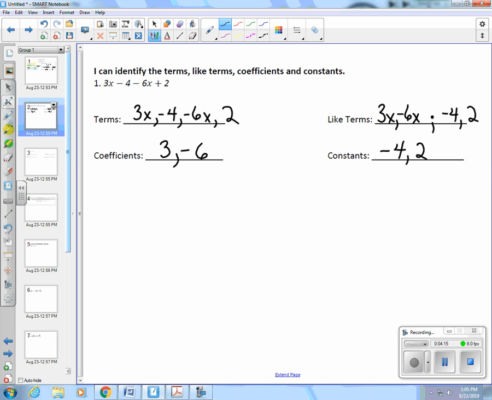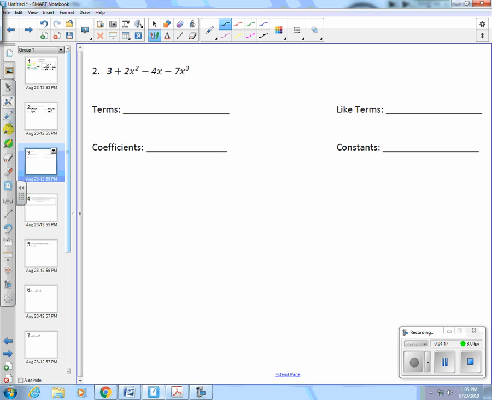We're going to go on to another example. And I want you to, again, stop the video, jot down what the terms, coefficients, like terms, and constants are, and then start the video again.